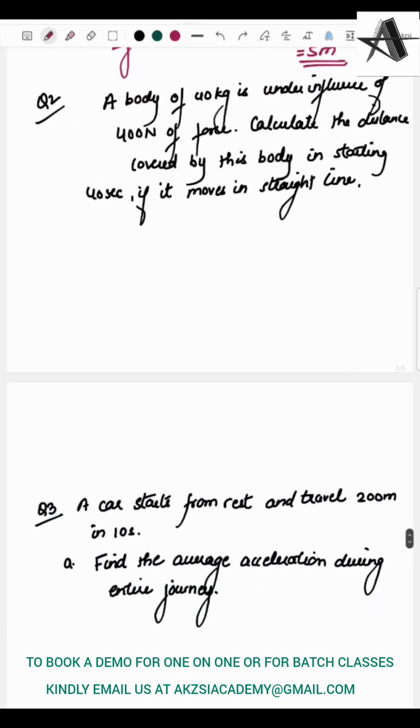Question 2. A body of 40 kg is under the influence of 400 Newton of force. Calculate the distance covered by this body in the starting 40 seconds if it moves in a straight line.